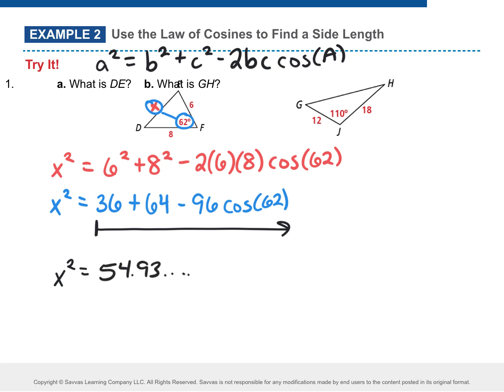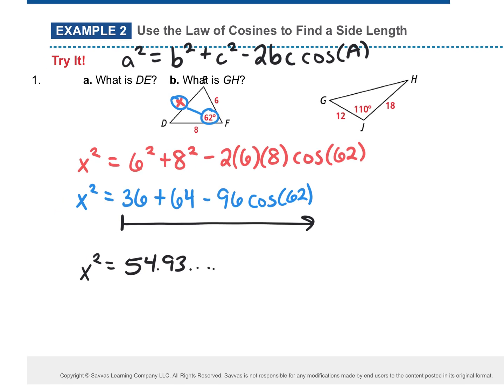You agree? Is x by itself yet? No, what do I got to do? Got to take the square root. So this is where you're going to open up your square root and then put your answer in there, the second answer, like we did yesterday. 7.4. Yep, you should get x equals 7.4.